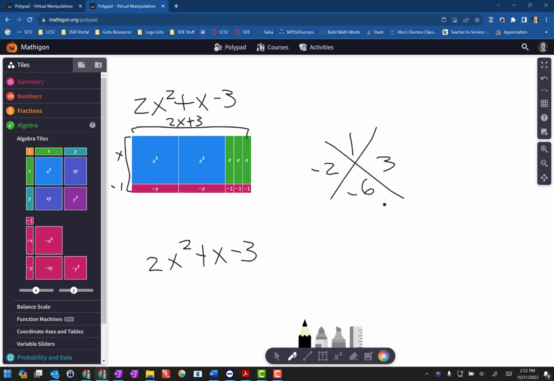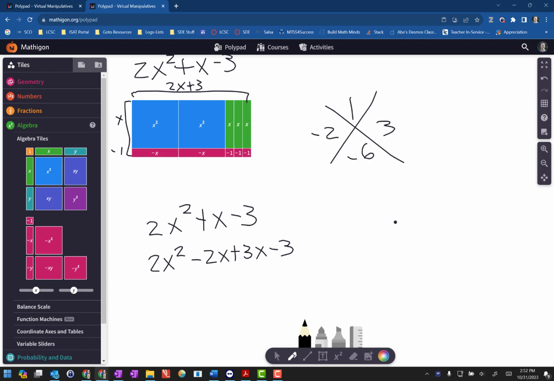Start here, and we're going to take our x term and we're going to split it up into -2x and +3x, which is exactly what we did in our model. There's -2x and +3x. So let's just follow that. -2x and +3x. And then we still have our -3. And then here our model has already told us what this factors to, but algebraically we still have one more step.